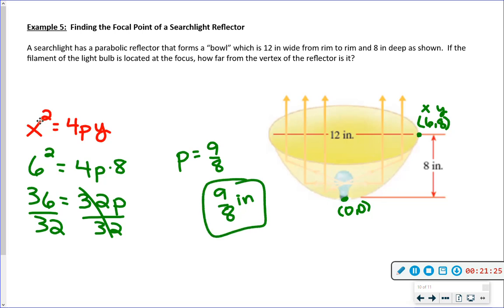Good. So just a fancy word problem asking you to find the focus. That is not that traumatic for a word problem.